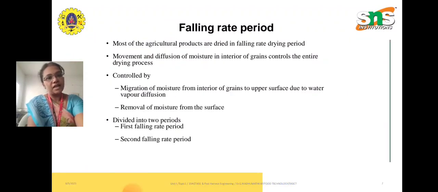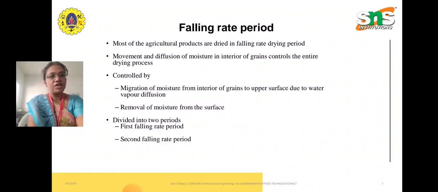And what is the falling rate period? Before going to the falling rate period, here we are dividing into first falling and the second falling. Falling rate period applies to almost all the agricultural products we are drying. The movement and the diffusion of moisture in the interior of the grains will control the entire drying process. And as I told, movement and diffusion is the migration of the moisture from the interior of the grains to the upper surface due to water vapor diffusion. So here the removal of moisture from the surface takes place.